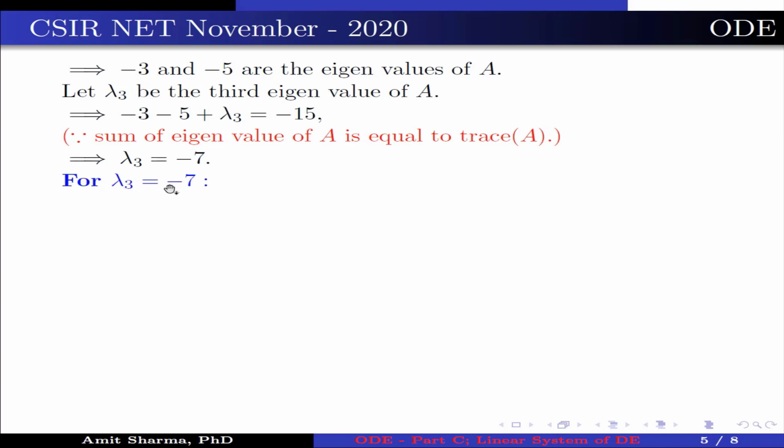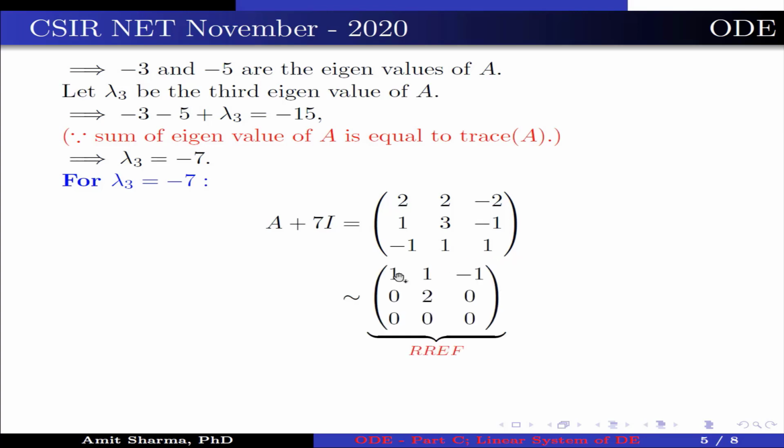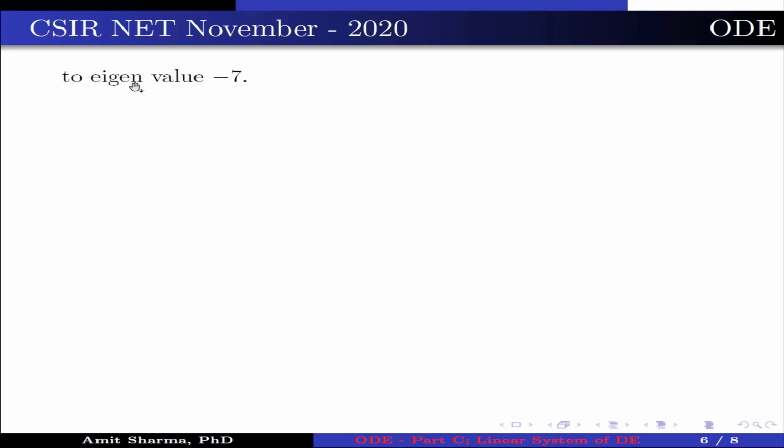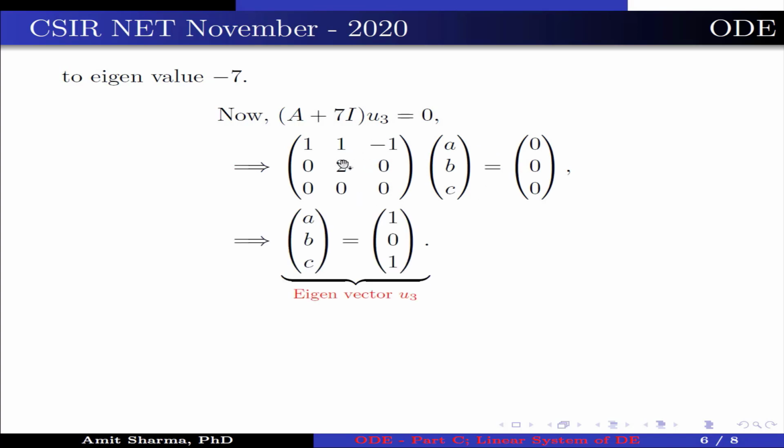For lambda equal to minus 7, we have A plus 7I, which is a 3 cross 3 matrix having elements 2, 2, minus 2, 1, 3, minus 1, minus 1, 1, 1. Now, by applying elementary row operations, we reduce the matrix into row echelon form. Now, this matrix is the required row reduced echelon form. Let u3, a column vector having elements a, b, c, be the eigenvector corresponding to eigenvalue minus 7. Now, A plus 7I into u3 is equal to 0, which is further represented by this. This implies the value of a is 1, the value of b is 0 and the value of c is 1. This is the eigenvector u3.